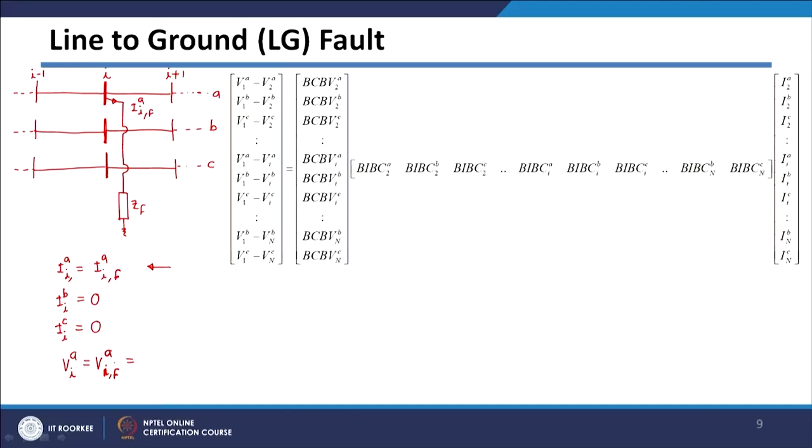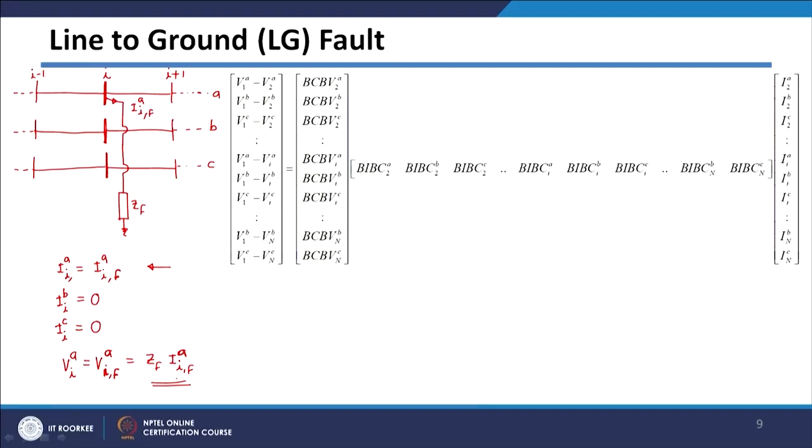So if you observe this post fault voltage here, this current is flowing like this. Because of that, the voltage at this point because of this fault impedance will be equal to your ZF multiplied by the fault current, which is the ith bus fault current in phase A. So this will be your post fault voltage at bus I, A phase.